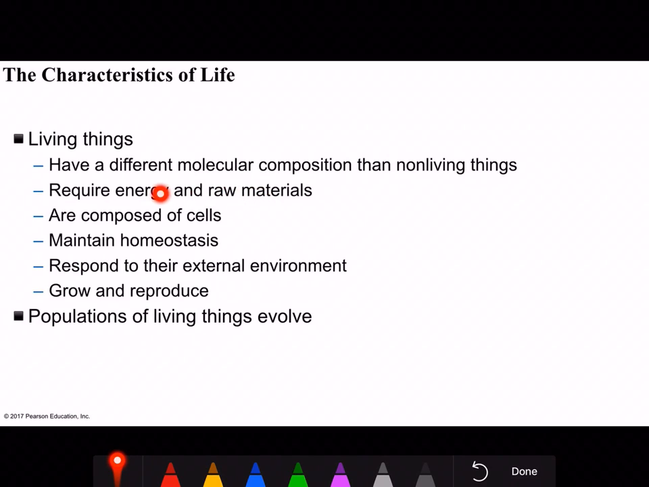The second characteristic is that living things require energy and raw materials. Energy they need to perform a lot of metabolism reactions, to grow and to move. The energy comes basically from the raw materials. We as humans, or any living thing, consume raw materials from nature, and within the body, through chemical reactions, we convert these raw materials into substances that we can use to produce energy. The third characteristic is that living things are composed of cells, and we are going to understand what cells are later and what the components of cells are.